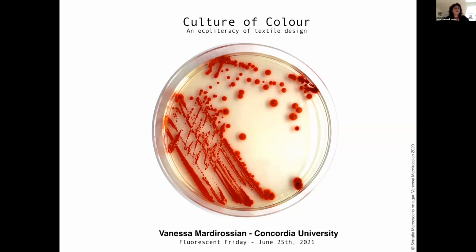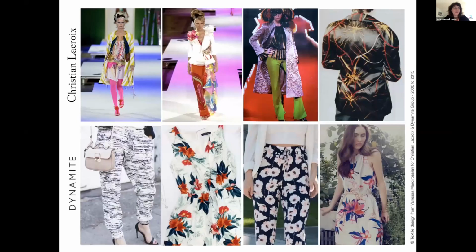Hello, everyone. I'm really glad to present my work today, Culture of Color and Eco-Literacy of Textile Design. My name is Vanessa Mardirossian. I come from France, as you can hear in my accent. I'm based in Montreal, where I have lived for 13 years. I've been working in fashion as a textile designer for over 20 years now. And as such, color has always been my main tool for designing prints.